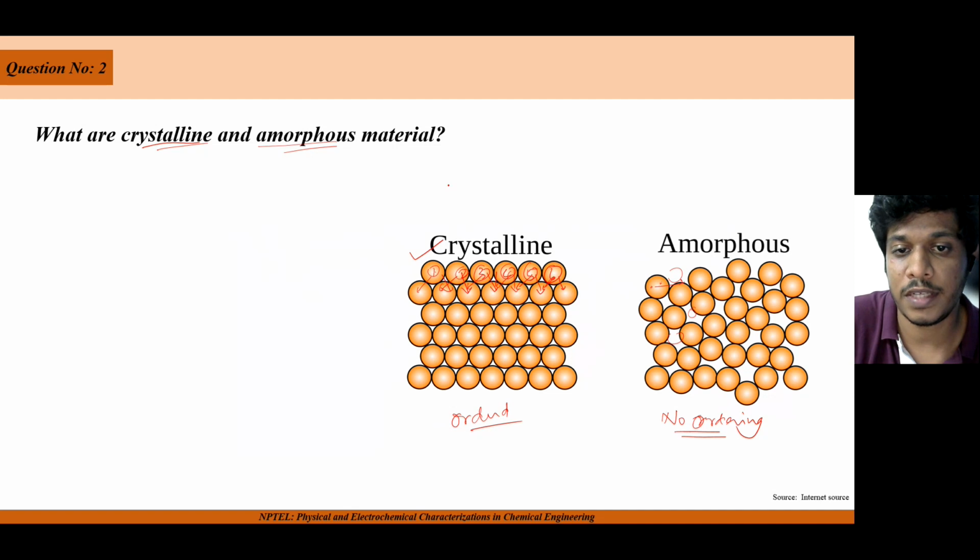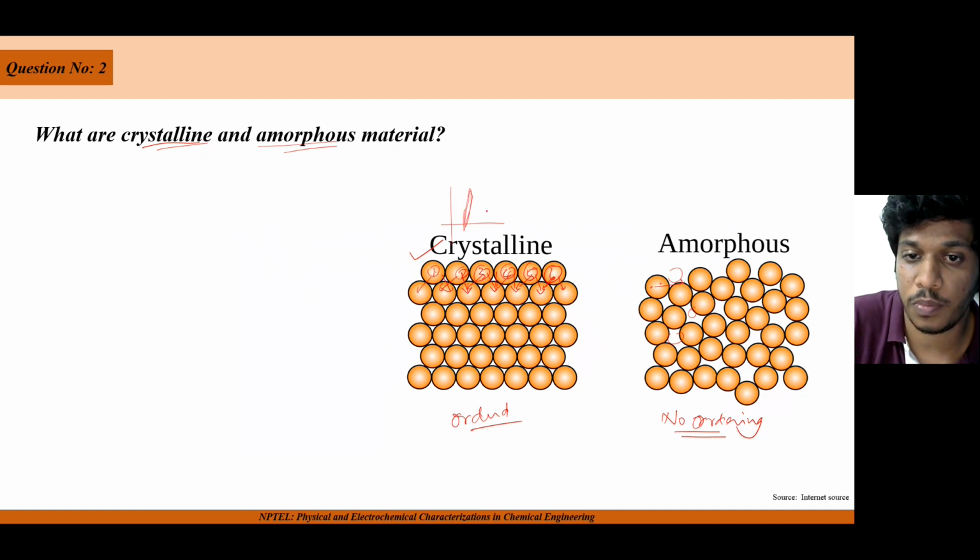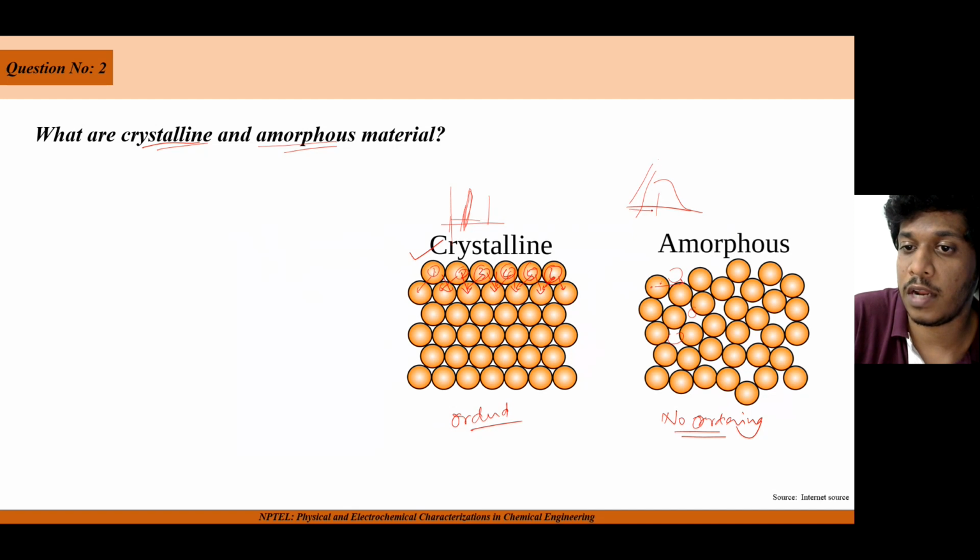So if we do an XRD plot for a crystalline material, we get proper peaks. Ideally we should get very sharp peaks, kind of a very straight line. Whereas in amorphous materials, there won't be any such proper identifiable peaks; rather it is in a kind of diffuse manner.